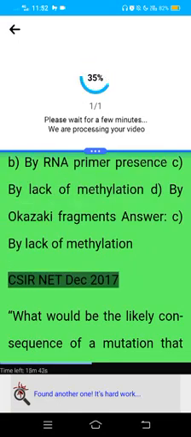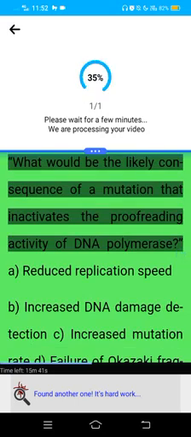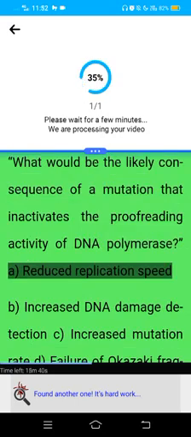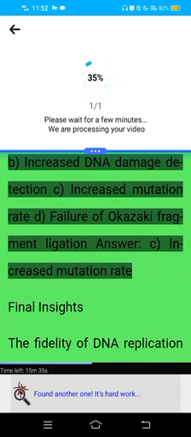CSIR NET December 2017. What would be the likely consequence of a mutation that inactivates the proofreading activity of DNA polymerase? A, reduced replication speed. B, increased DNA damage detection. C, increased mutation rate. D, failure of Okazaki fragment ligation. Answer: C, increased mutation rate.